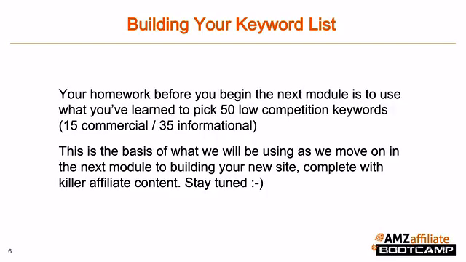All right, so your homework before you begin the next module, Module 3, is to use what you've learned to pick your 50 low competition keywords. And again, that should be 15 commercial and 35 informational keywords. This is the basis of what we will be using as we move on to the next module, which is building your new site, complete with killer affiliate content. So stay tuned.